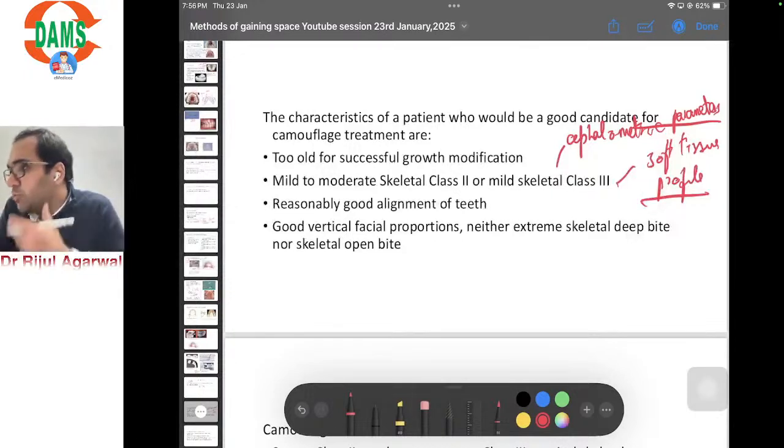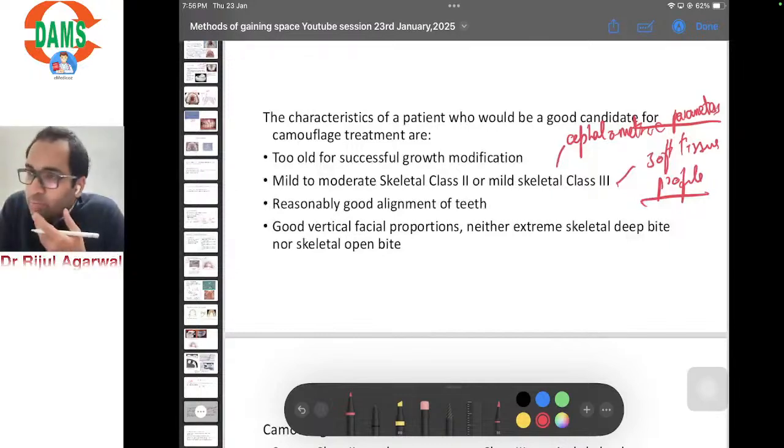If it is too much skeletal class 2, it will have too much convexity, and you cannot camouflage it through extraction. The profile should already be pleasing: on radiograph it is skeletal class 2, but the profile is mildly convex or even straight. Those cases you can treat with camouflage extraction. Likewise, in skeletal class 3, we usually see a concave profile, but certain cases with a straight profile or mild concavity you can treat with camouflage as well.